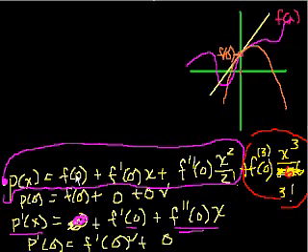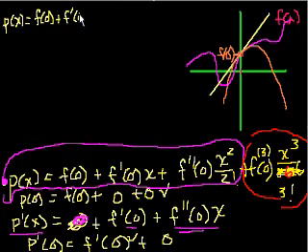So what would this be if I just kept taking derivatives and adding them to this polynomial? Well, the polynomial would become p of x is equal to f of 0 plus f prime of 0 x.